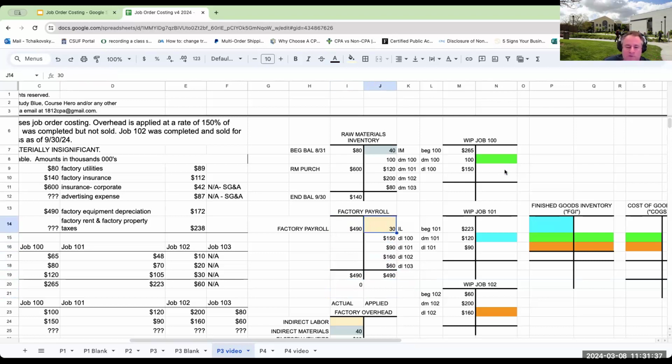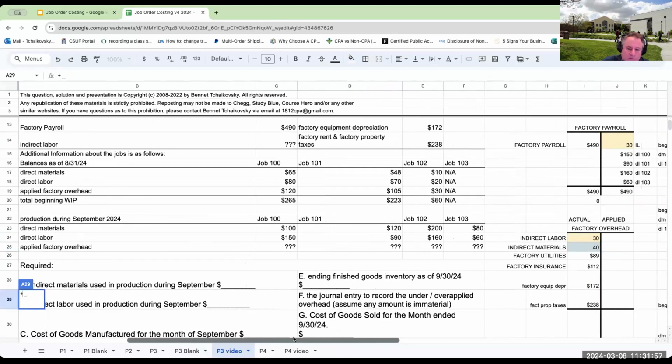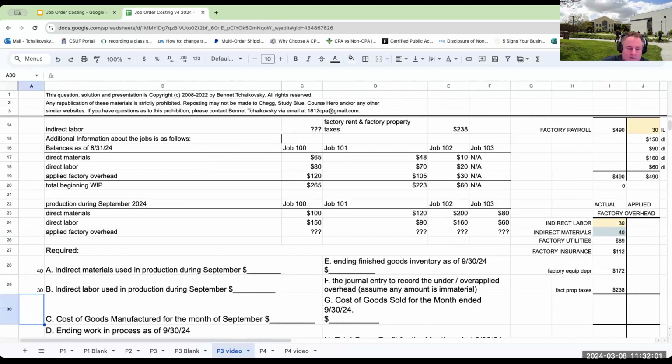This 30 does not go to a particular job. It's not a direct labor. It's indirect labor. It's like a factory supervisor who's supervising all of these different custom orders for our customers. So the indirect labor is going to go down here. And this is also giving us the next answer we were looking for, which is the amount of our indirect labor.